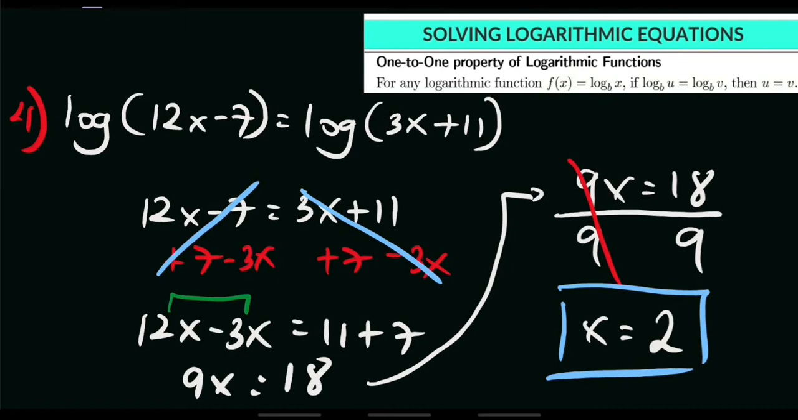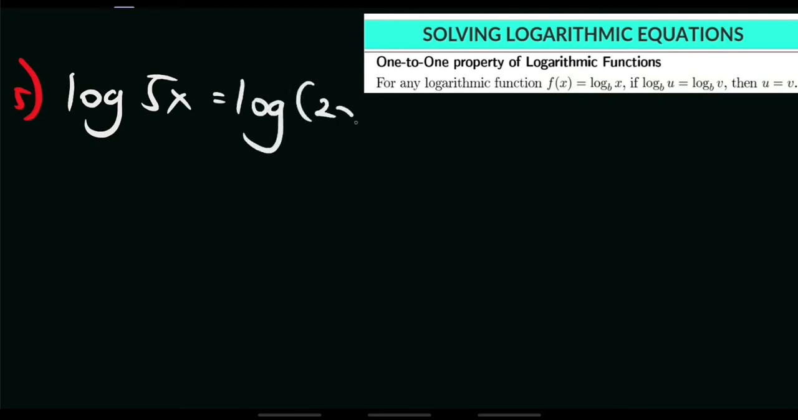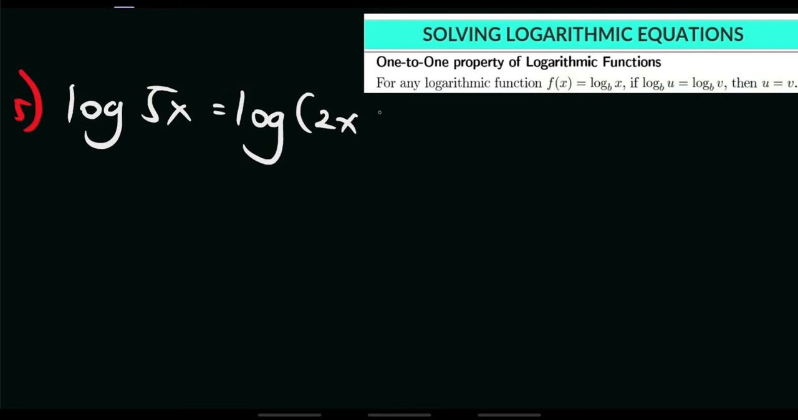Next, let's try to answer our example number 5. For our fifth example, let's say we have the logarithm of 5x, and that is equal to the logarithm of 2x plus 9. Same procedure. Since we have a common logarithm, we have a common base, an invisible 10, so just equate the values of u and v.